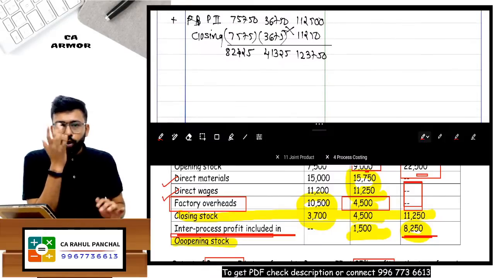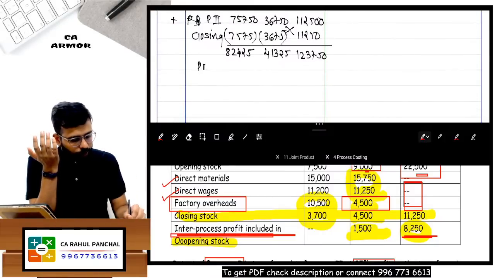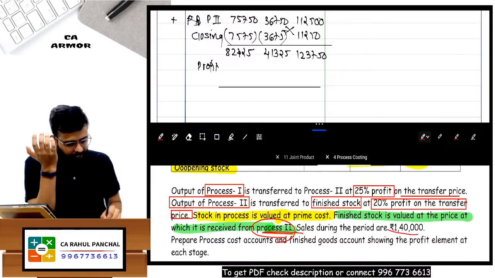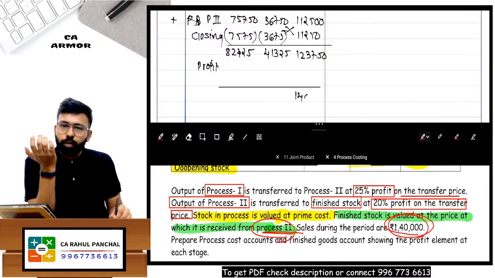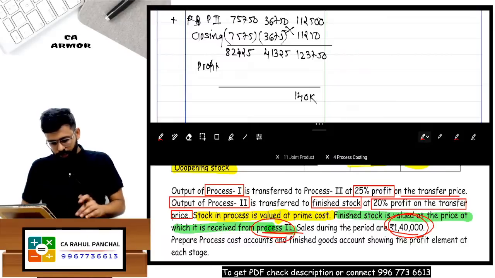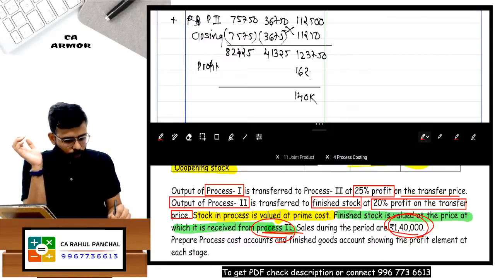Now what will you do? You will add profit to this, and then you will get the sales value. Once the profit is added, you are going to get the sales value. But there is one benefit: they have directly given us the selling value, that is 1,40,000. So you can easily get the profit. Sales value is given in the question, 143750. 1,40,000 minus 123,750, you will get this value 16250, which is your profit.